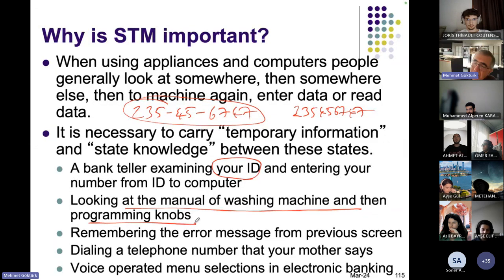And remembering error messages from the previous screen. Cannot, this username is taken. Please choose another name. You go and click OK. And next, you enter again because you forget what the previous one was. In that case, you need to repeat the error information in the dialog, in the new screen, so that people don't have to remember the error from the previous one.